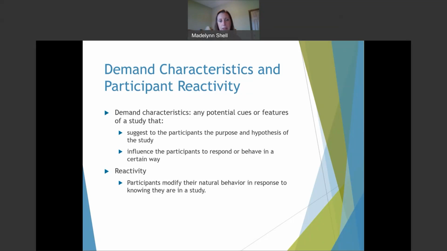Another aspect of this is reactivity, which is the fact that just knowing that you're being observed can change your behavior. Especially when doing observational studies, it's important to be discreet or let participants get used to you before you start recording behavior, because that may influence their behavior.